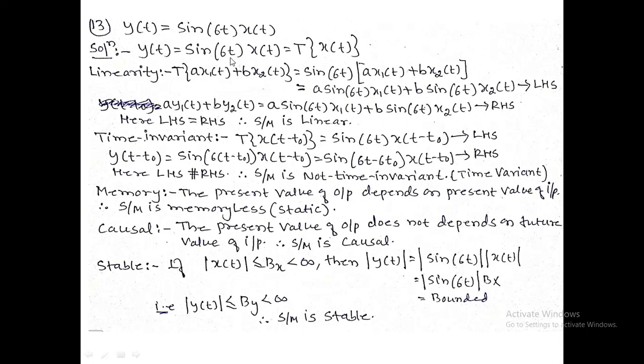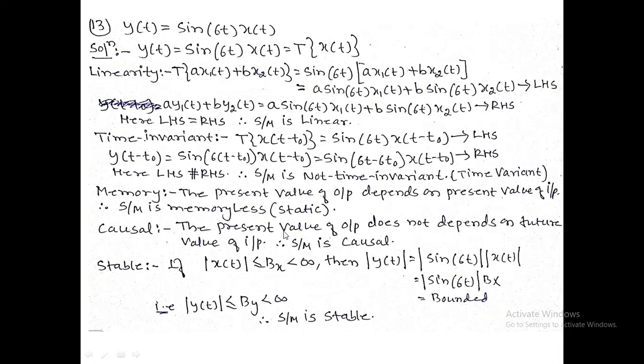Sin of 6 of t minus t naught times x of t minus t naught, which is equal to sin of 6t minus 6 t naught times x of t minus t naught. Comparing LHS and RHS, both are not equal and the system is not time invariant, which means the system is time variant. Go for memory. The present value of the output depends only on the present value of the input. The present value of the output at t equals t depends only on the present value of the input at t equals t, and the system is memoryless.